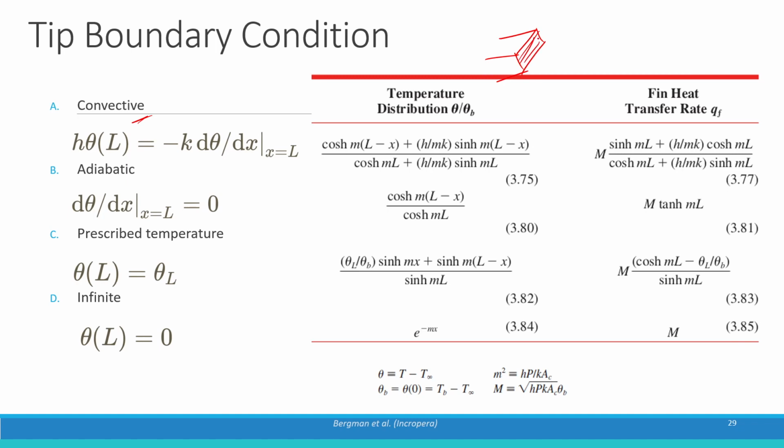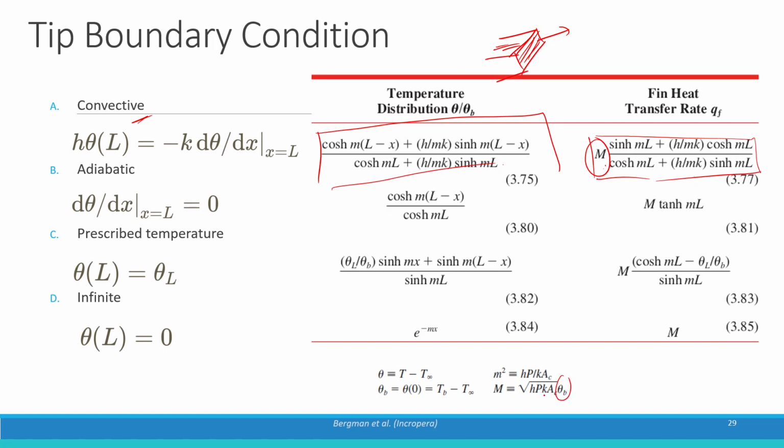at this surface there is air present, and due to which inside this there is conduction and outside this there is convection. So if convection is occurring at the tip of the fin, then we can write the temperature difference given by this equation. Similarly, the heat transfer rate will be given by this equation. And over here, this M is nothing but under root of HP upon K AC, and theta B.